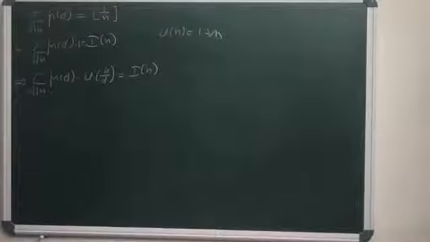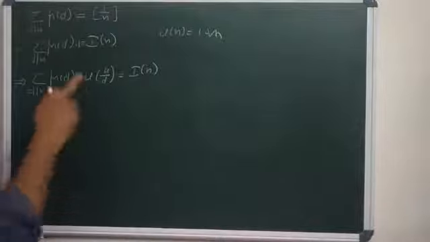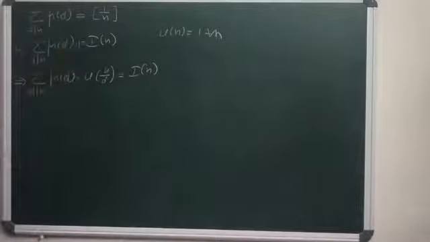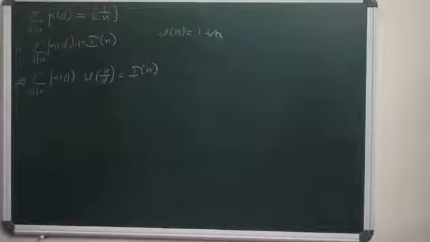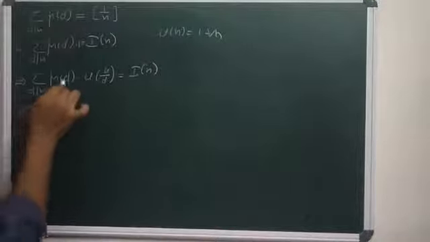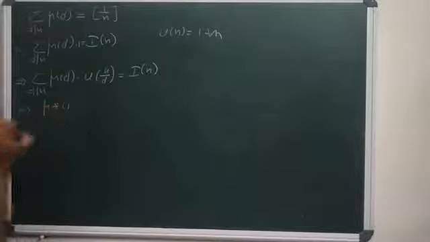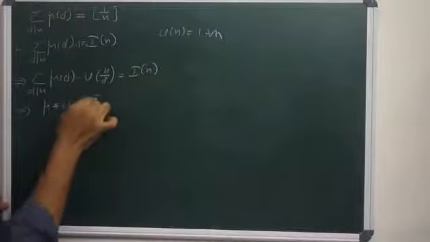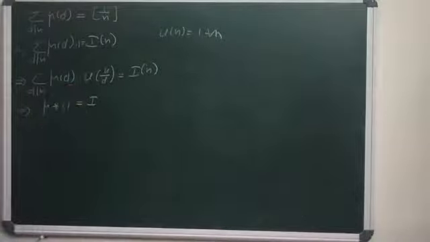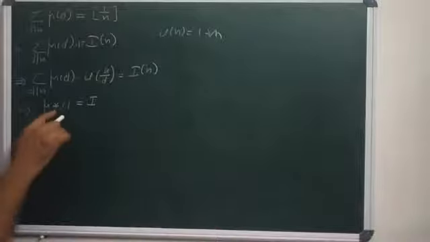Since u of n equals 1 for all n, and d is a divisor of n, every divisor of n also runs through the divisors of n by d, so u of n by d is also 1. Therefore this 1 is replaced by u of n by d. So it is sigma over d divides n of mu of d into u of n by d equals I of n. That means this is nothing but mu star u. By that, we know that mu star u equals I. This is the Dirichlet convolution of mu and u. So mu star u equals I.